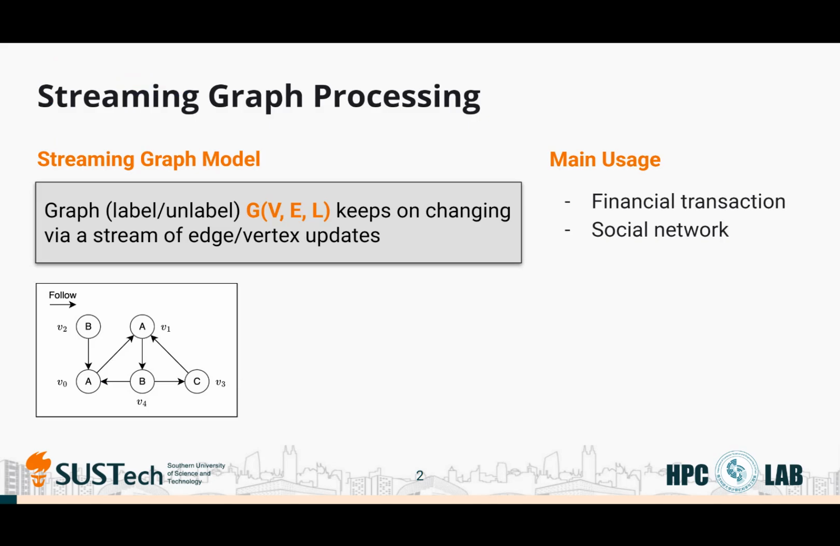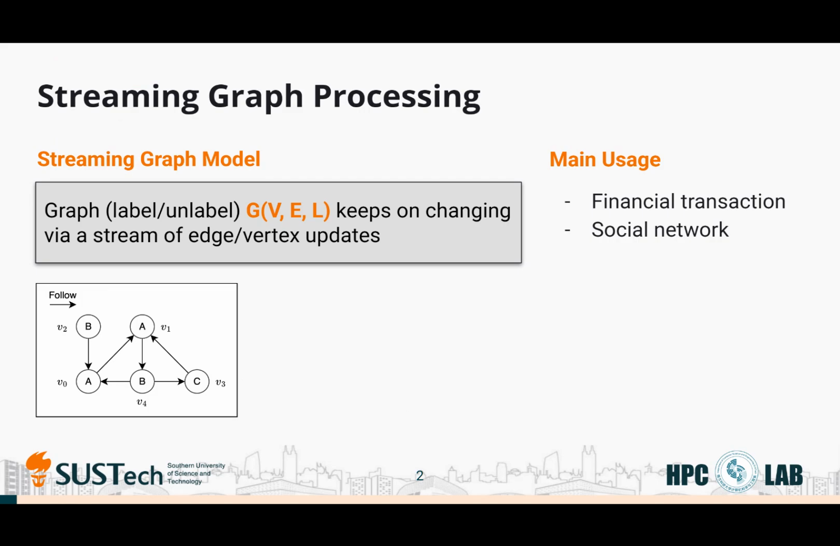Nowadays, streaming graph processing has been used in many scenarios, like financial fraud and transaction detection, and social network recommendations. The streaming graph model is one of the basic models used in graph processing. We assume that this is a graph, labeled or unlabeled, that keeps changing via a stream of edge or vertex updates.